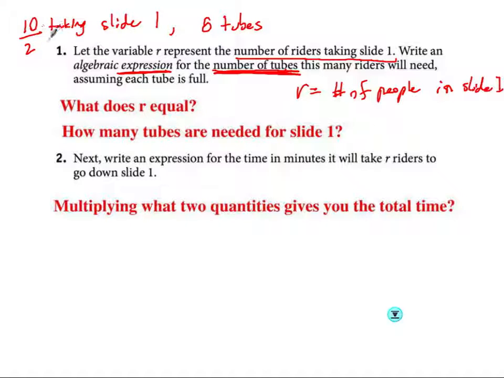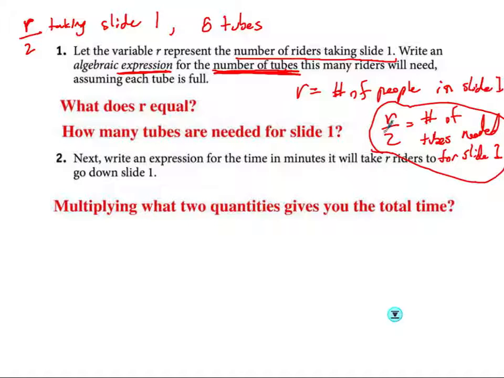So now this is the key here. Instead of saying 10 people, what the book is telling me is that I have R people taking slide 1. So if I divide it by 2, that's going to give me the expression for the number of tubes that I need. So R over 2 equals the number of tubes needed for slide 1. There we go.